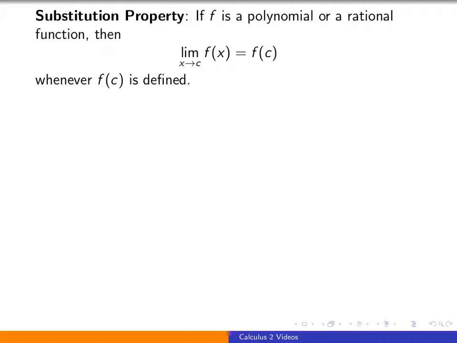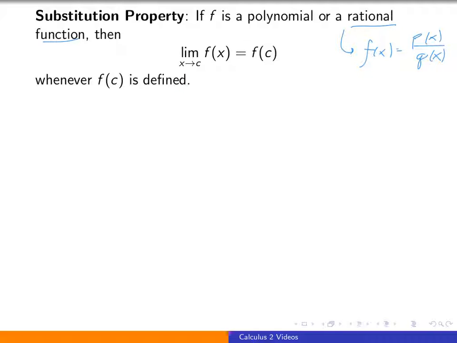And now to finish it up with just a general property, something the textbook called the substitution property. If a function f is a polynomial or a rational function, and remember what a rational function is, a rational function would be something of the form f of x equals p of x over q of x. So that would be a polynomial over a polynomial. And this is the ideal situation. Evaluating the limit, the reason we call it the substitution property is you simply plug in x equals c. And this is true as long as you are in the domain of the function.